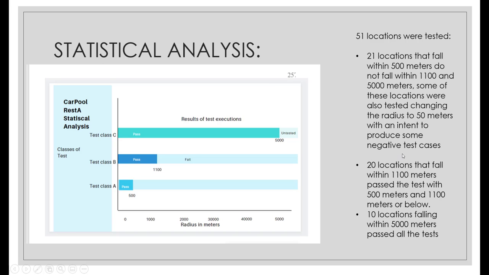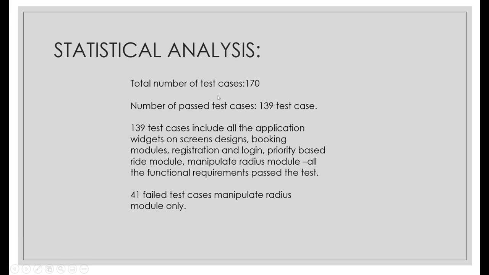I have covered this in my report, and the intent was to produce some positive test cases and some negative test cases. As we proceed, the total number of test cases is 170, and the number of passed test cases is 139. All these passes are functionalities of the application. All the functionalities, whether booking modules or deriving data from the API, passed the test. There was no problem at all.